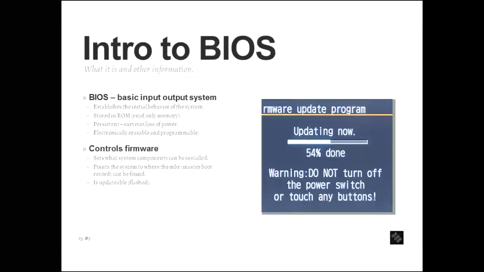So what does the BIOS do? Well, it controls the firmware. I think I've said that so many times. And it actually sets what components can be installed into the computer. It also points the hardware to where the master boot record can be found. So it'll point towards the primary boot, which should be where your master boot record is found. They are updatable. Like I said, it's a whole lot easier nowadays. It's fairly automated. Back in the day, not so much.